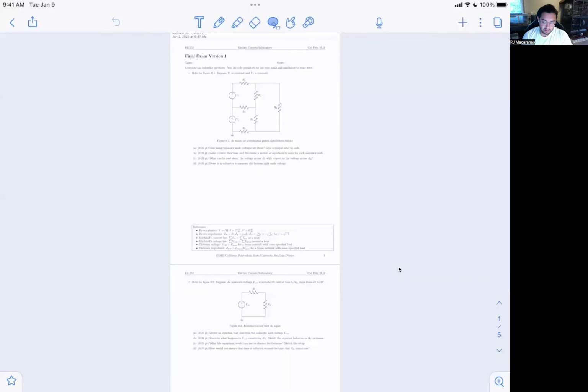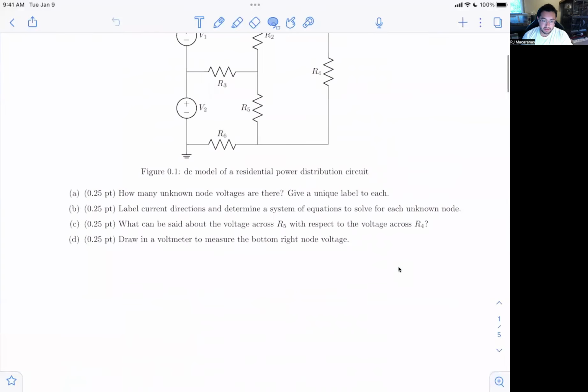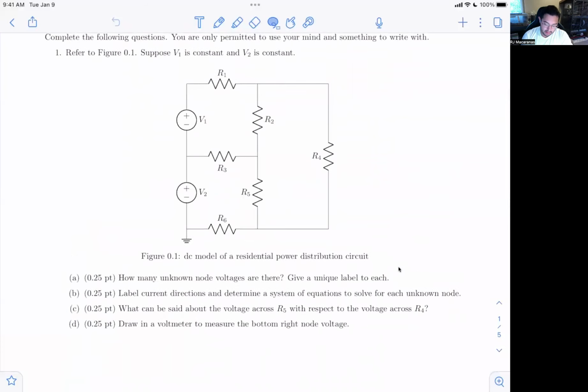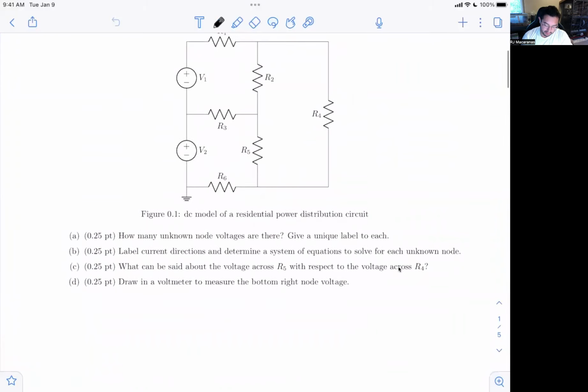In this video, I just want to go over the results for the final exam. Some of you have requested that we walk through this, so I'll go ahead and make a video for it. So here I've got the version 1 opened up, and we'll take a look at this first question. So version 1, part 1, we're looking at this DC residential power distribution circuit.